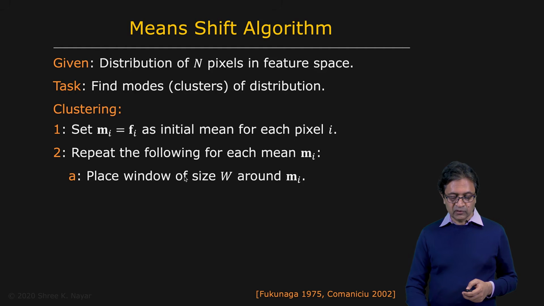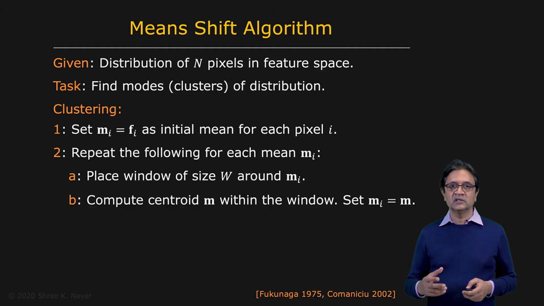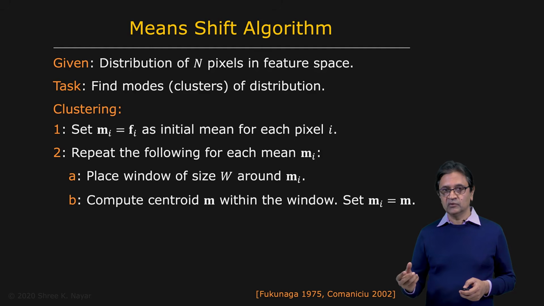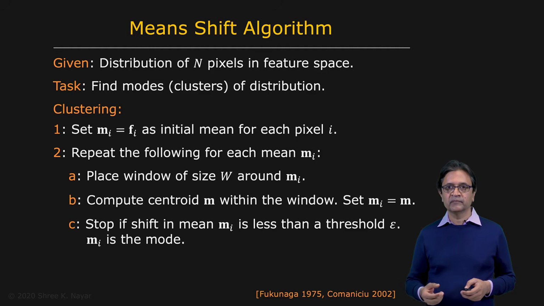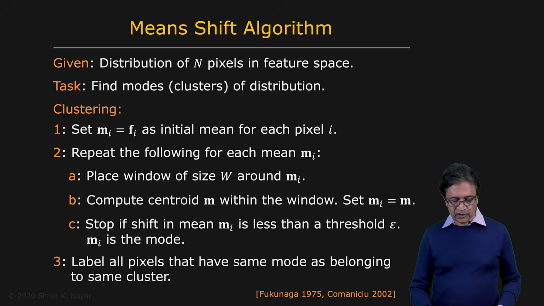You place a window of size w around mi. Then you're going to compute the centroid m within that window. And then you're going to set mi to that new centroid, the new mean. And if the shift in the mean mi is less than some threshold, then stop, and mi is the mode. And so you label all pixels that have the same mode as belonging to the same cluster. Very simple algorithm. And so let's take a look at how well this works.